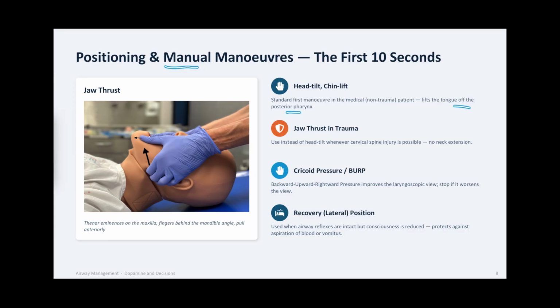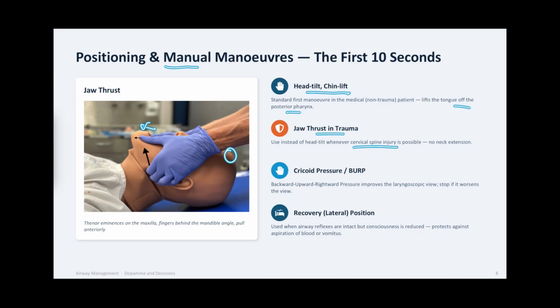The easiest way to relieve this obstruction is the head tilt and chin lift. One hand gently tilts the forehead backward while the fingers of the other hand lift the chin upward. This moves the tongue away from the posterior pharyngeal wall and restores the airway. However, there is one important exception, that is patients with a suspected cervical spine injury. In trauma, avoid extending the neck because every small movement could worsen the spinal cord injury.